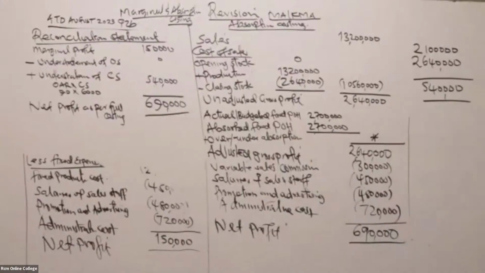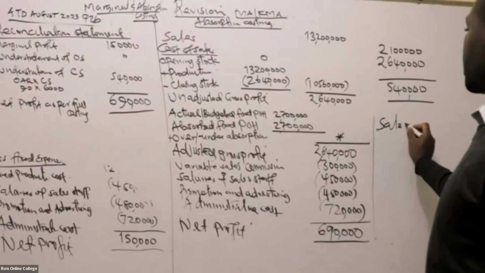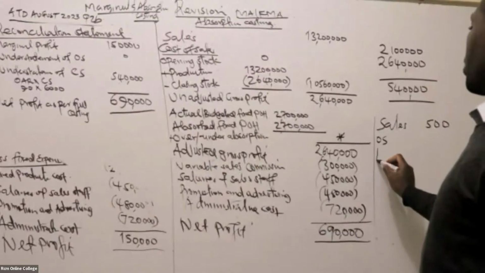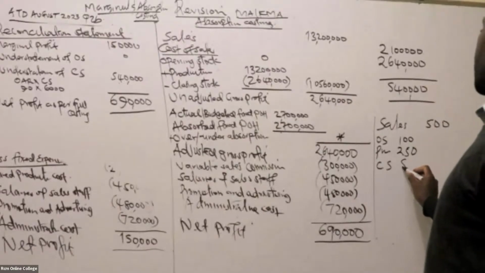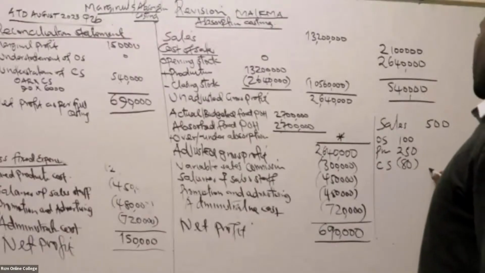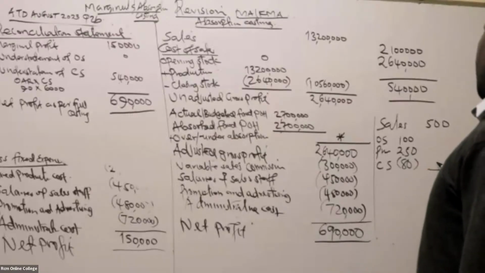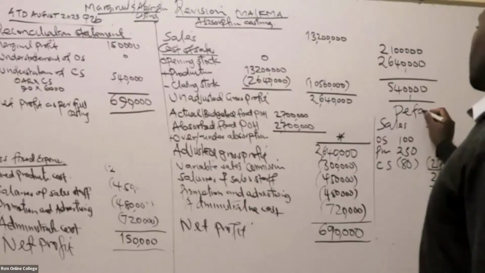If you want to do it on your own and understand what is happening, just do this. Have sales. Say your sales are 500. Then under cost of sales, we have opening stock, production, and closing stock. Opening stock, put 100. Production, put 250. Closing stock, put 80, which we deduct. Then it will give you cost of sales, right? So that is 350 minus 80, that will be 270. 270 from 500 is 230.